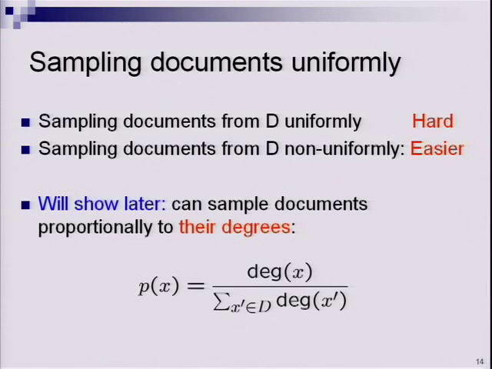Actually, we will show that we can sample documents proportionally to their degree. So this is a non-uniform distribution. It's biased. Documents that have high degree will have high probability to be selected. Documents with low degree will have low probability. The probability to be selected is exactly the degree of the document over the sum of the degrees of all documents in the corpus. So I'll show you in a few slides how we can sample documents from D according to this distribution rather than the uniform one.